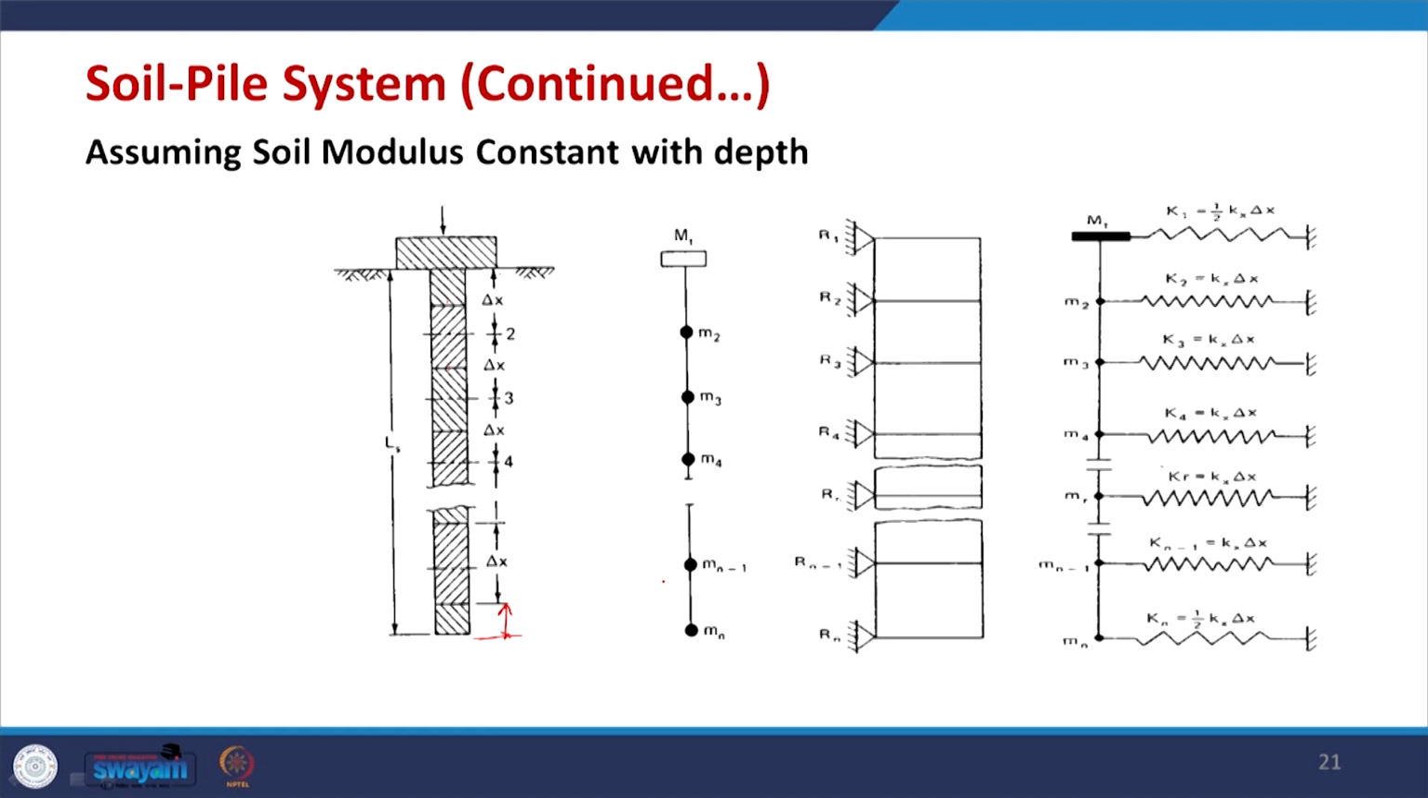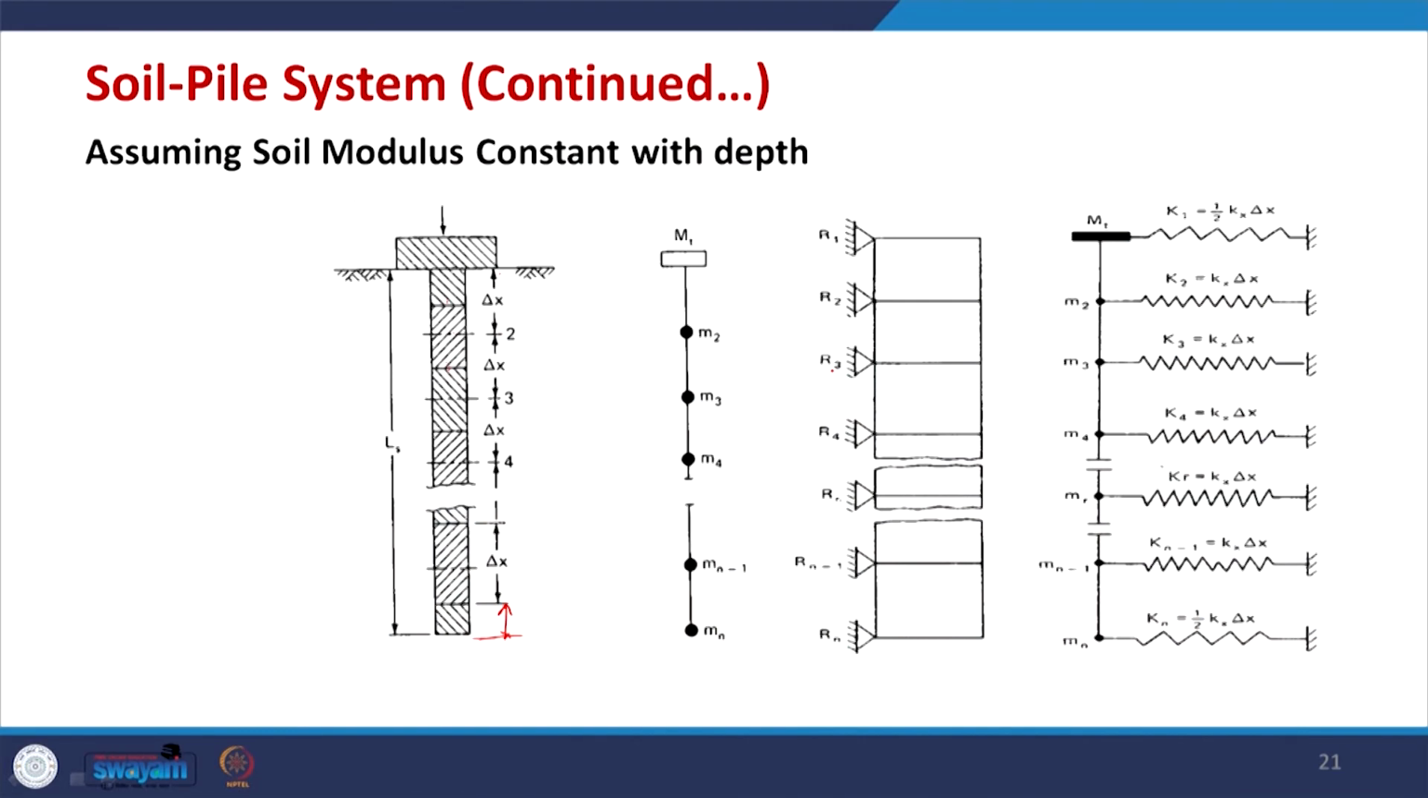What you consider here are the supports R1, R2, R3, R4, and with these supports you can see the further modeling. The soil is replaced by springs, in this case half kx delta x, kx delta x and kx delta x, and finally. This is also delta x. So all the layers are of equal length here, which is the ideal case.